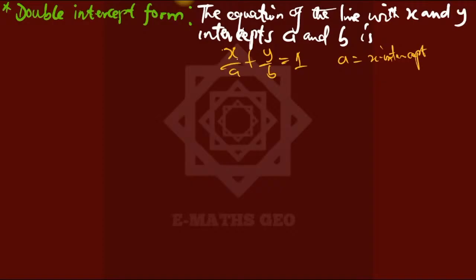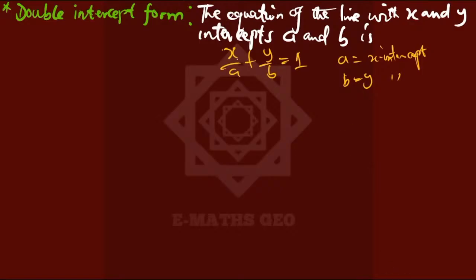We're on the second form of the equation of a line, which is double intercept. The equation of the line with x and y intercepts a and b: whenever you are given the x and y intercepts, the equation is always x over a plus y over b equals 1, where a is the x-intercept and b is the y-intercept.